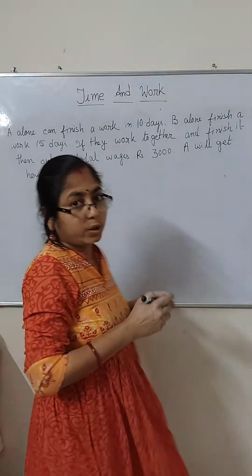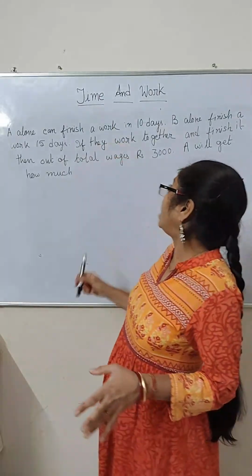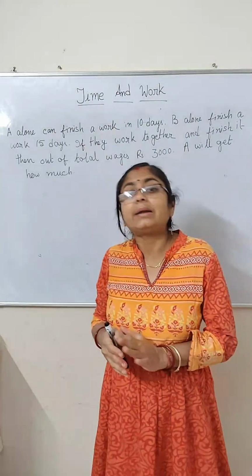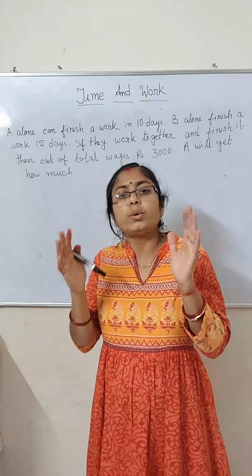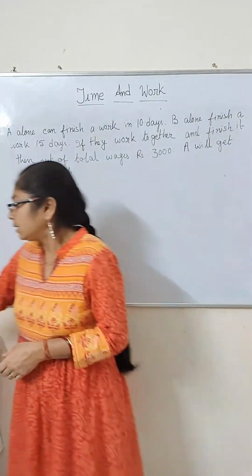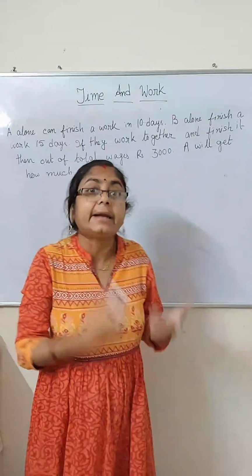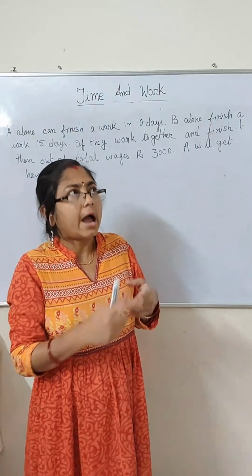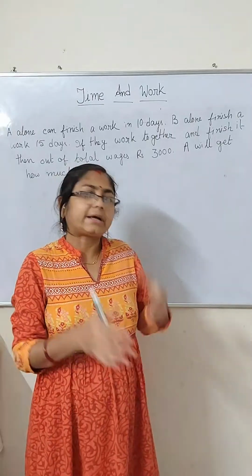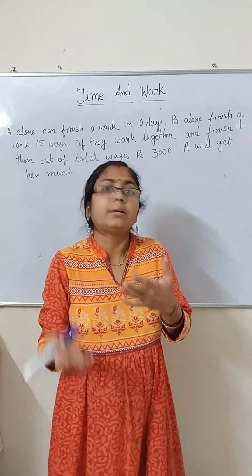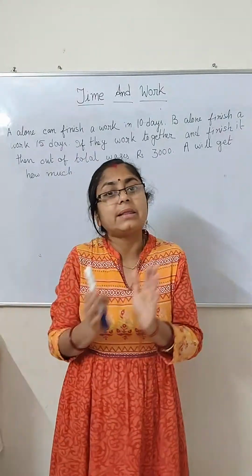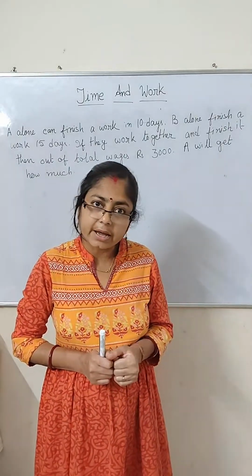There is a work. A finishes the work in 10 days. B completes the same work in 15 days, but they do not do it alone. They do it together. And in this math, I'm not telling how many days they need, because after the next 2 days you do, I tell the complete total days. But what I'm telling now is they completed the work and they get their money. It is 3,000. So how much money will A get, okay?